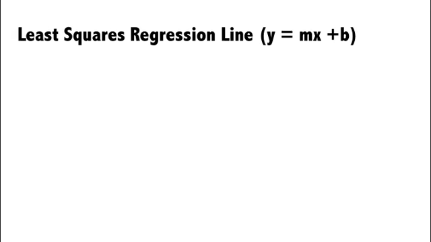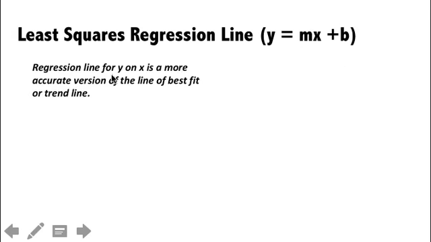So we're now going to transition into calculating our least squares regression line, also known as an equation in y equals mx plus b. The regression line for y on x is a more accurate version of the line of best fit or trend line. Oftentimes you'll see a scatter plot with a trend line. The trend line is kind of like a general sketch, but the least squares regression line is really a formal way of creating a linear model to map our data.